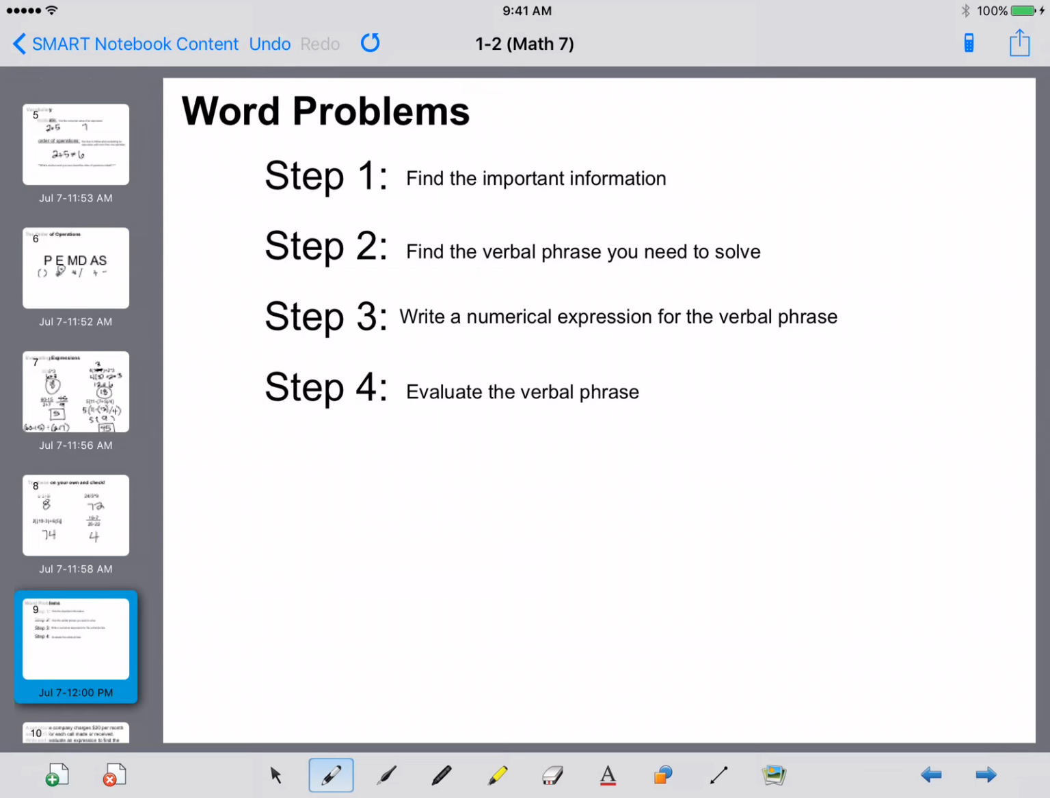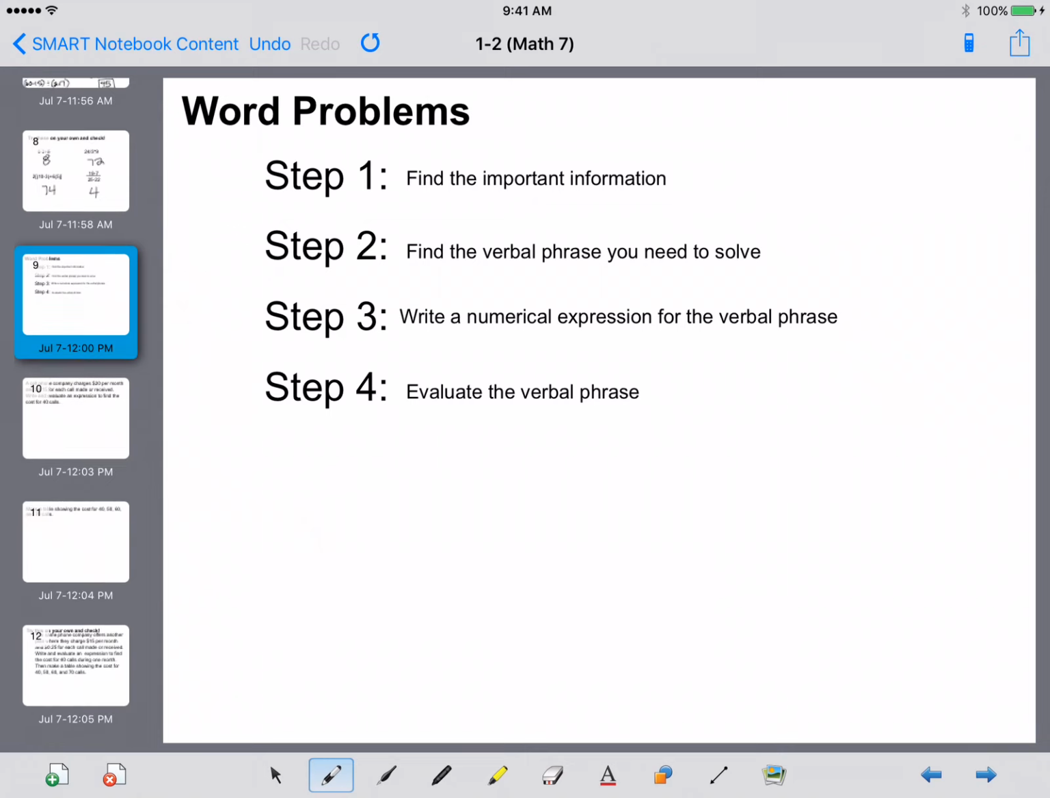Okay, now we're going to be solving some word problems. So I gave you a few steps to follow when you're trying to solve these word problems because I know they kind of stress people out. Step 1 for word problems is to find the most important information. Step 2 is to find that verbal phrase that you need to solve. Step 3 is to write a numerical expression for that verbal phrase. And then step 4 is to evaluate that verbal phrase.